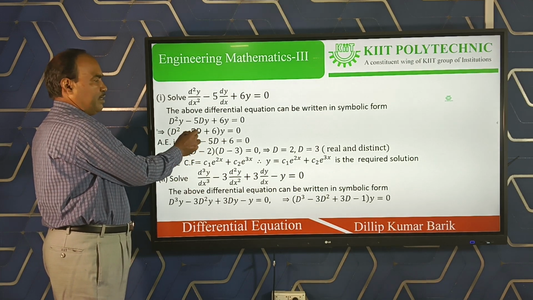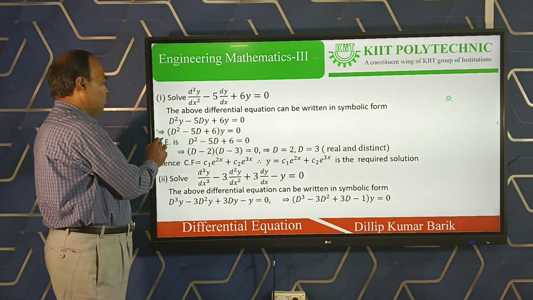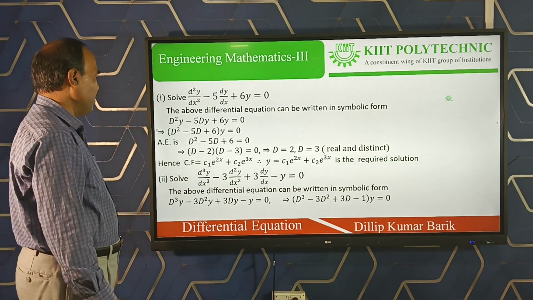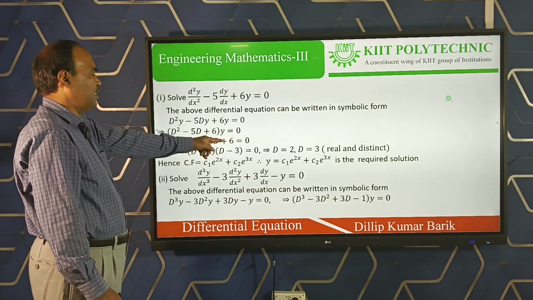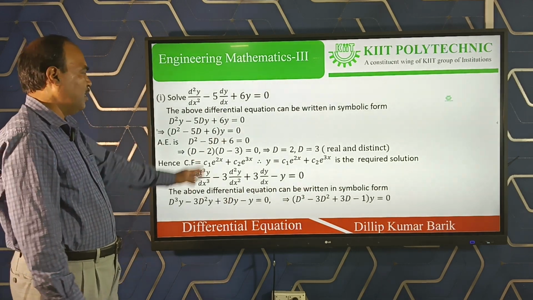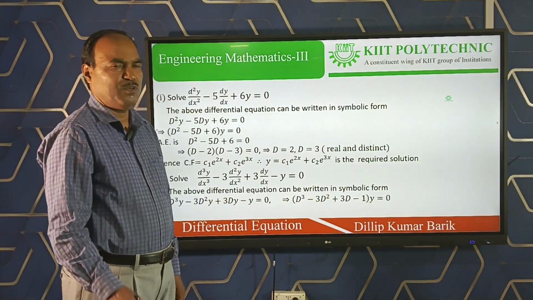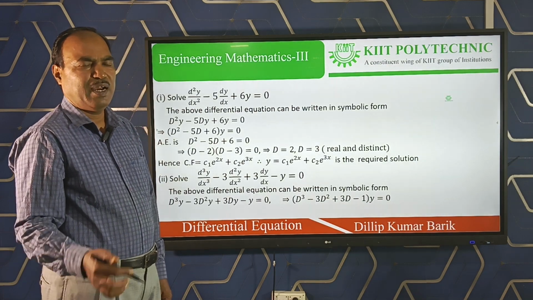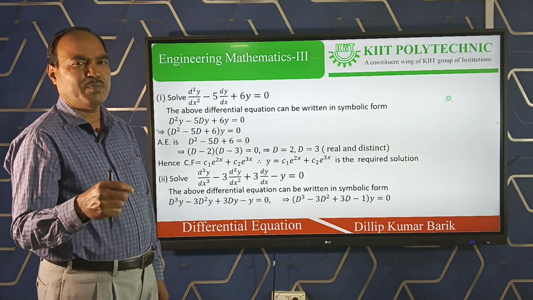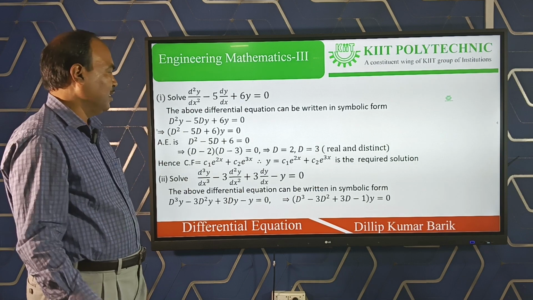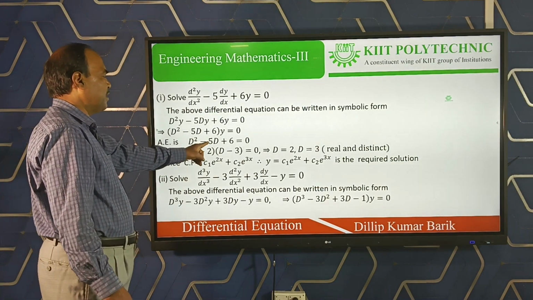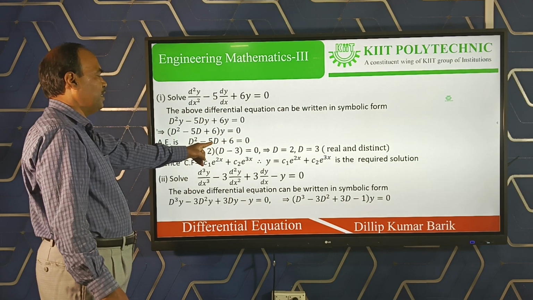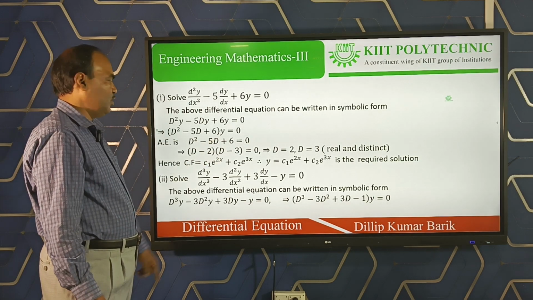Which one? F(D) = 0, and this is the auxiliary equation. So the auxiliary equation here is D² - 5D + 6 = 0. Clearly this is a quadratic equation. From lower classes we know how to solve it, either by the factorization method or by the formula x = (-b ± √(b² - 4ac))/2a. This is another method. Because this is factorizable, D² - 3D - 2D + 6 = 0.